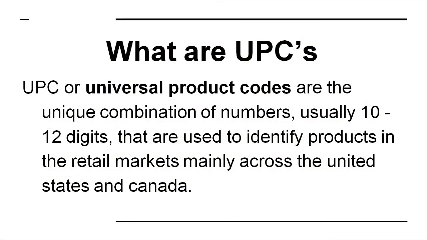Alright, so what are UPCs, right? So UPC, or Universal Product Codes, are the unique combination of numbers, usually between 10 and 12 digits, that are used to identify products in the retail market, mainly across the United States and Canada. What you find nowadays, especially now in 2017, is that a lot of other countries do require you to have UPCs in order for you to sell products in the retail market.